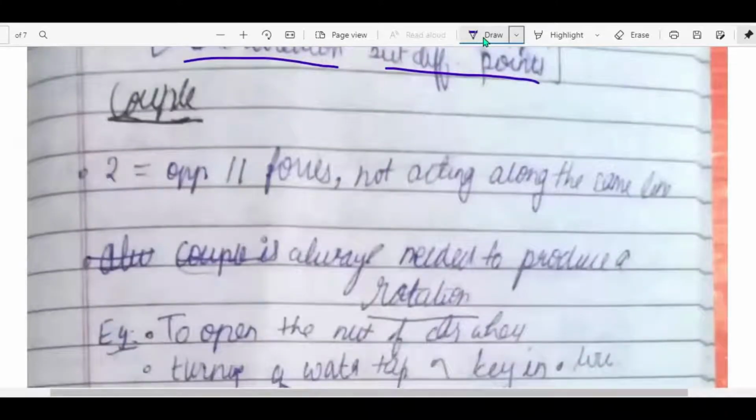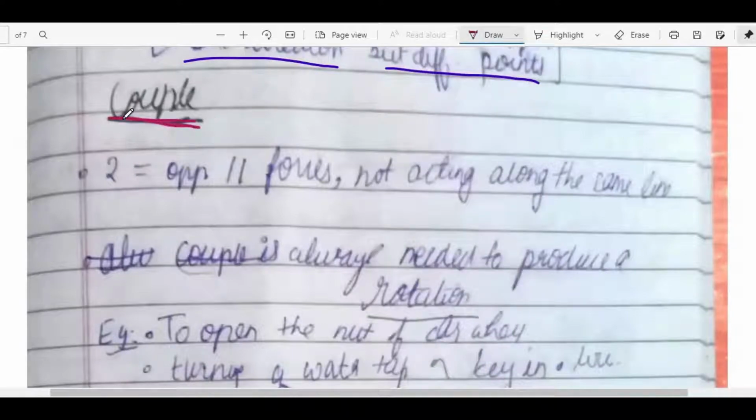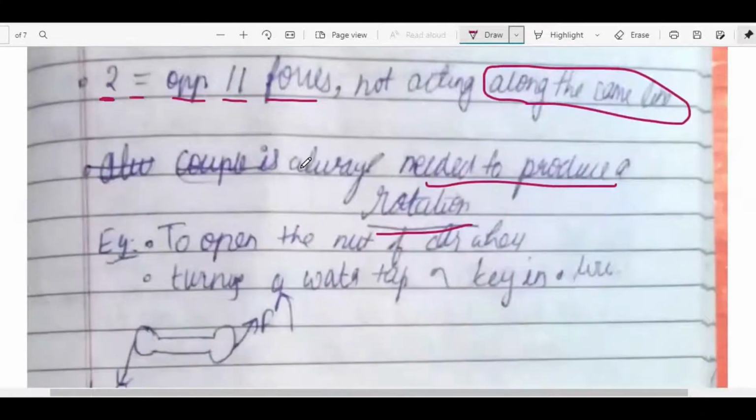Now let's talk about couple. This is also another important definition. First of all, couple. So what is couple? It is two equal, opposite, parallel forces not acting along the same line and is always needed to produce a rotation, called a couple. See, if you represent it in this way, then it would become easier for you.